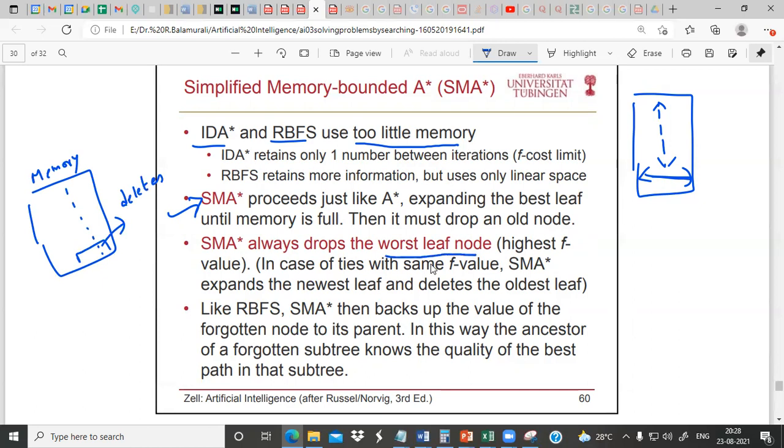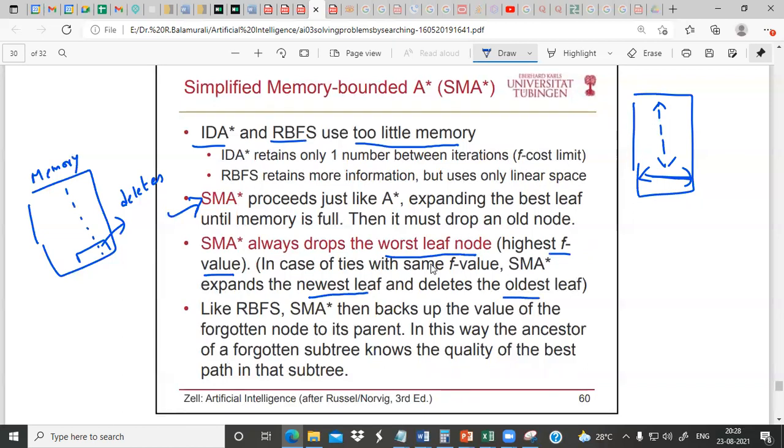So what is the worst leaf node? The worst leaf node is the one with the highest f score. If the f score is high, then that is the worst node, because it is saying that it will take us to the goal at a high cost. So such a node will be deleted. If more than one node has the highest f value, that is, if more than one node is the worst node, in that case the newest leaf node will be expanded and the oldest leaf will be deleted.